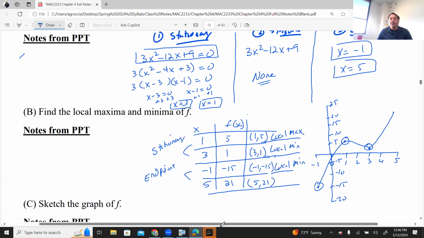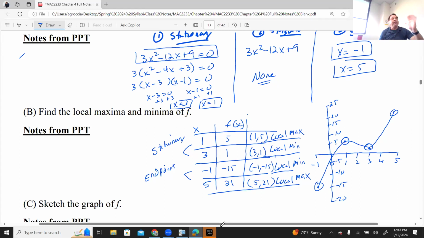Now again, another way to talk about that, this is a max because left and right are lower. This is a min because left and right are higher. We don't have a left, but the right is higher, therefore it's a min. Gotta walk down to it. And then what about this one? Local max. So in this case, we have 4 extremas. 2 are stationary, 2 are endpoints, and we have 1, 5 is a local max, 3, 1 is a local min, -1, -15 is a local min, and 5, 21 is a local max.